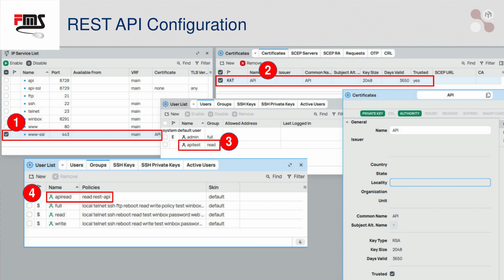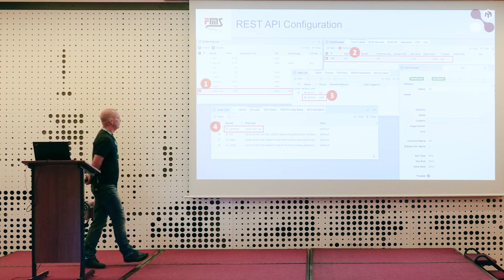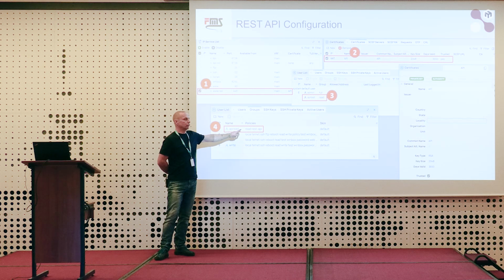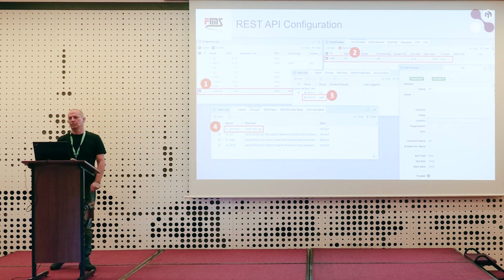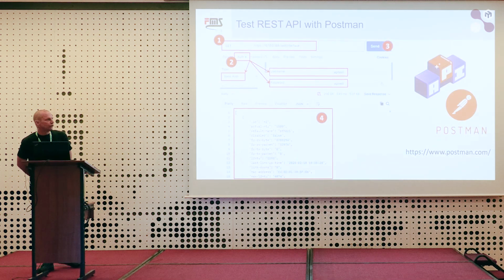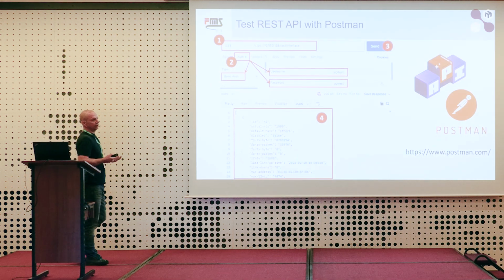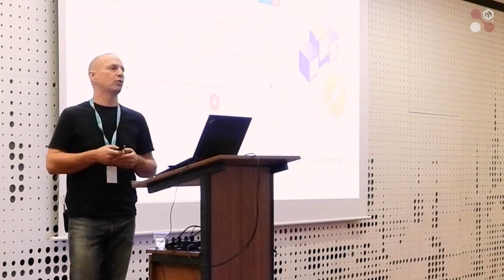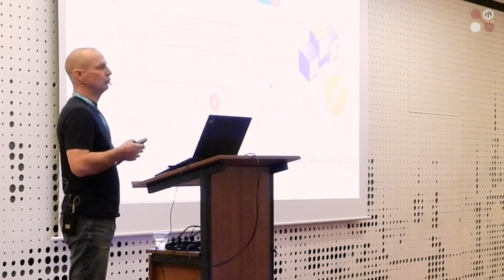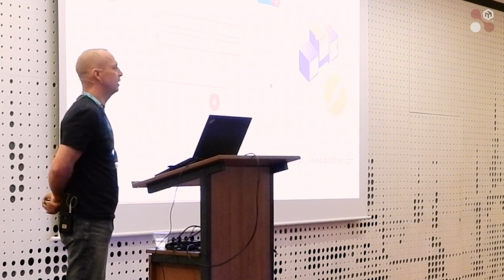And it's wise to create a special user for the API and set up credentials for that user. If you only plan to have read access, limit that user or limit the user group to only be readable, just to have additional security. Once you did that, you can go ahead and test if it's working. There is a nice tool called Postman. You can find it on postman.com. It's a tool to test REST APIs.